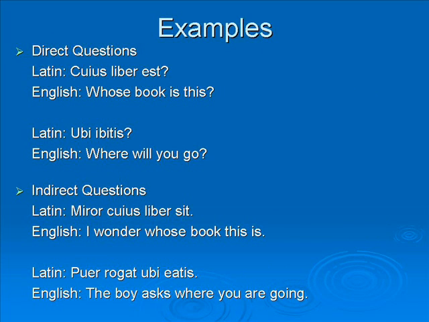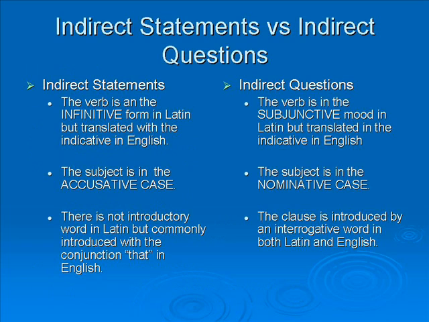Here are some examples of both direct questions and indirect questions. Direct questions. Cujus liber est? Whose book is this? Ubi ibitis? Where will you go? Indirect questions. Miror cujus liber sit? I wonder whose book this is. Puer rogat ubi eatis? The boy asked, where are you going?